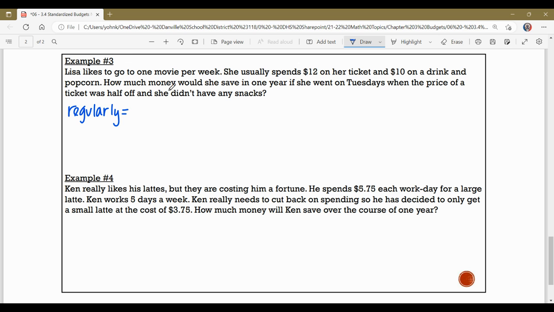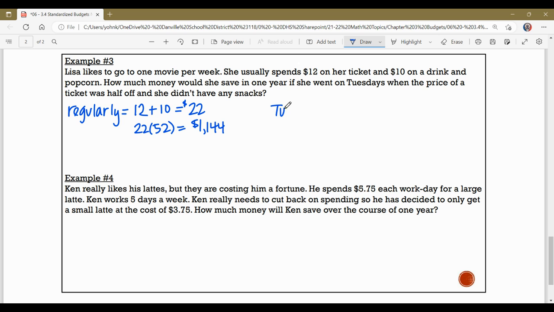So regularly, she spends $12 on a ticket and $10 on snacks. So that's $22 every time she goes to the movies. If she goes once a week, there are 52 weeks in a year. So she's going to spend $1,144 going every week to the movies if the ticket is $12 and she gets a drink and a popcorn for 10.